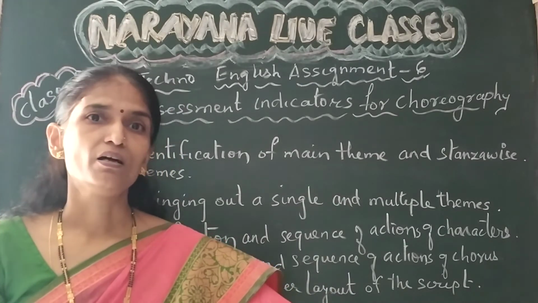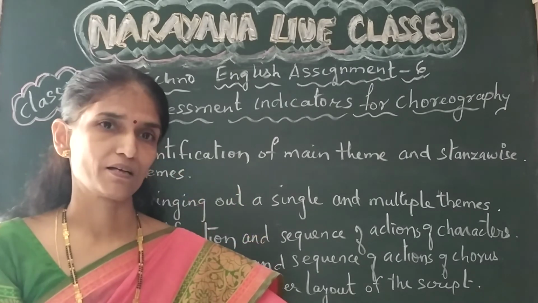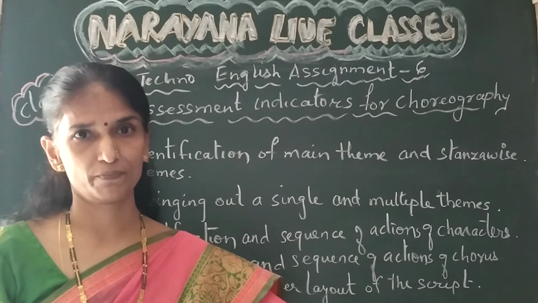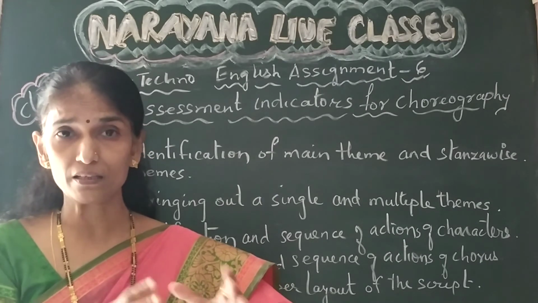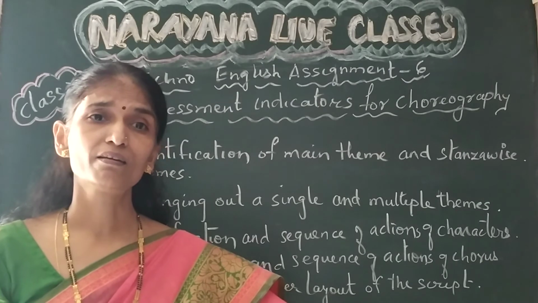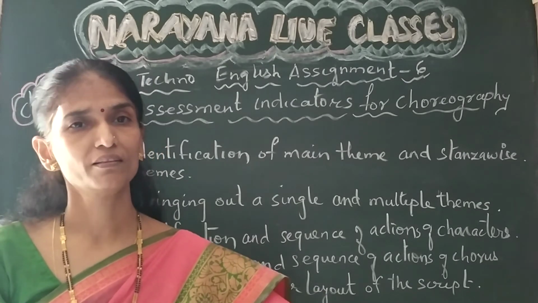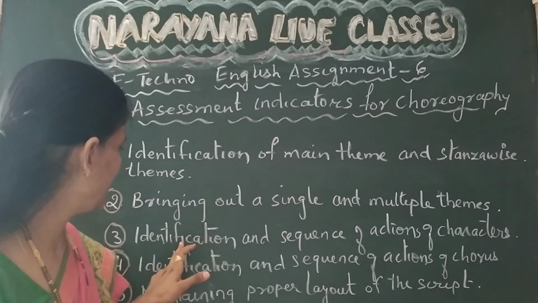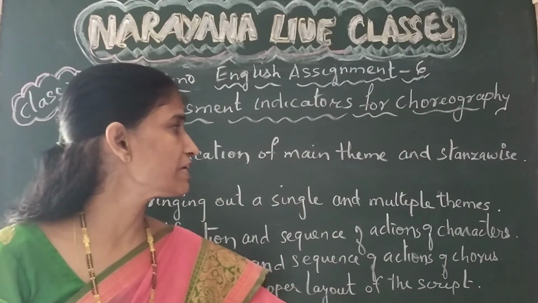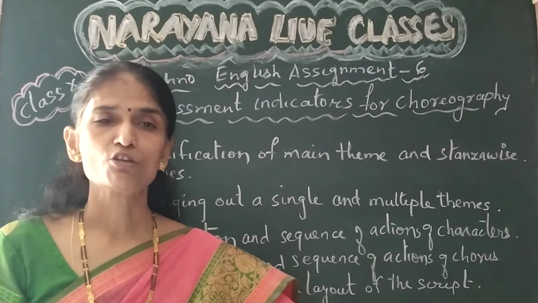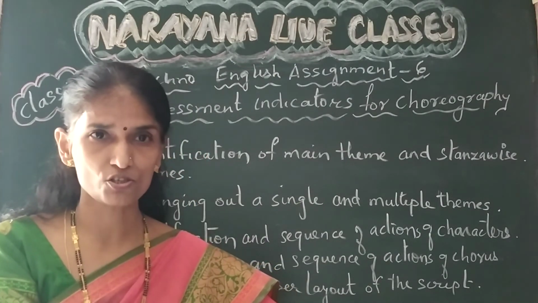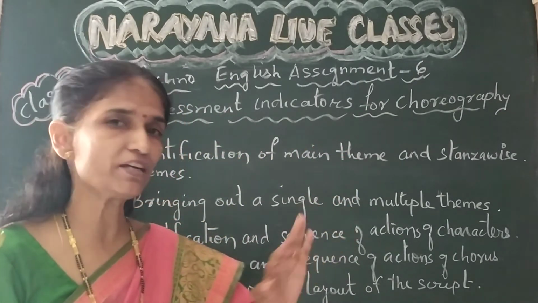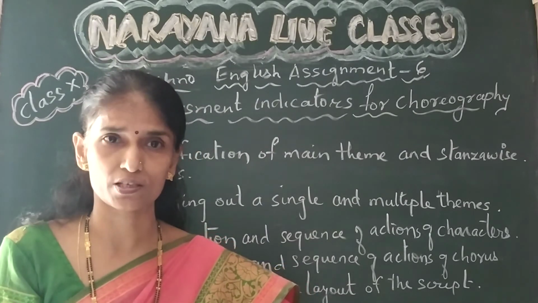The second, bring out a single or multiple themes. As you know, the first stanza has 2 themes. One, to show the position of woman in her family. And then the relation that she had with the members in her family. So identify the themes. Then identification and sequence of actions of characters. So we identify the sequence of actions of the main characters. And then identification and sequence of action of the chorus.